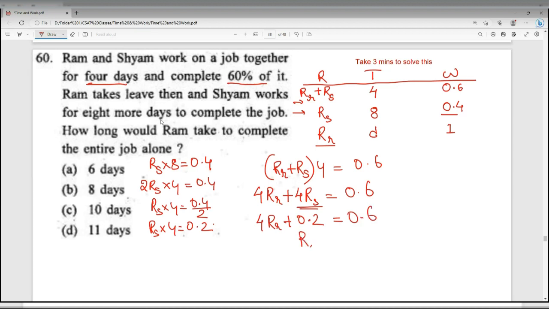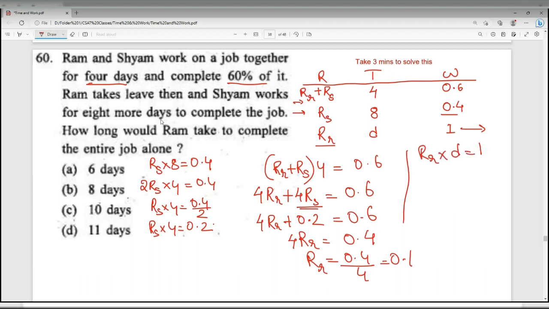Then 4RR is equal to 0.4. Then the rate RR is equal to 0.4 divided by 4, that is equal to 0.1. So the rate of working of Ram is 0.1. So from this equation, what we can do is RR into D is equal to 1. RR we have calculated as 0.1, so 0.1 into D is equal to 1. D is equal to 1 divided by 0.1.